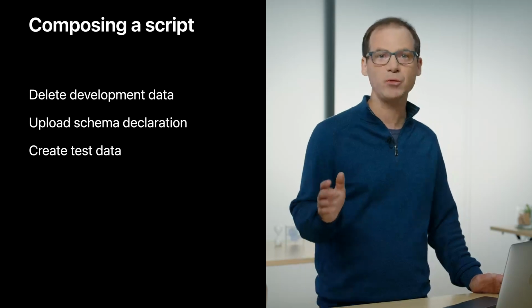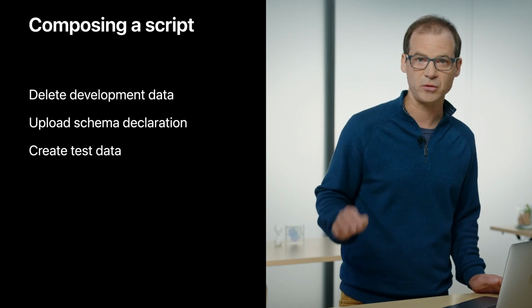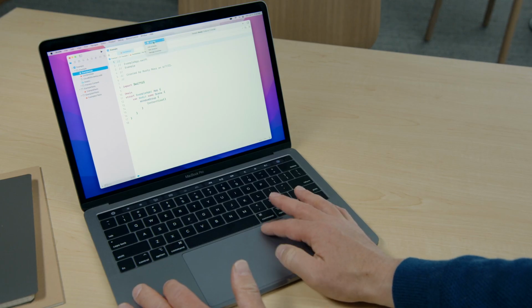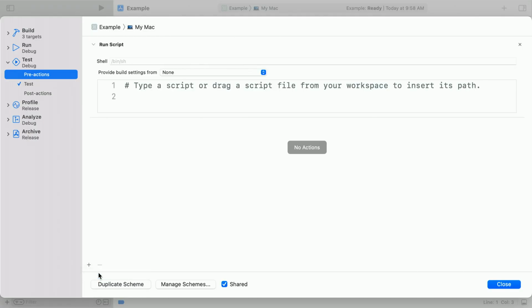Okay. So now that you have a basic sense of how the tool operates, I'll make a simple three-step script to delete all the data from the development environment of my app's CloudKit container, then send my schema declaration to the server, and finally, load some test data. That way, I can run this script as part of a test pre-action in Xcode and ensure that my CloudKit container is always in a consistent state with the exact schema my application is using each time that I run my tests. So here in Xcode, I'll edit the scheme for my project's application and choose pre-actions in the test phase. Now, I can add a new run script action. I'll provide build settings for my app target so that the script has a path to the schema file in my project.